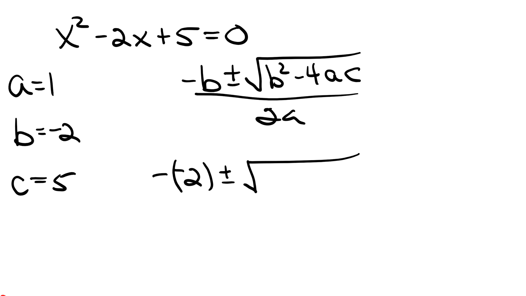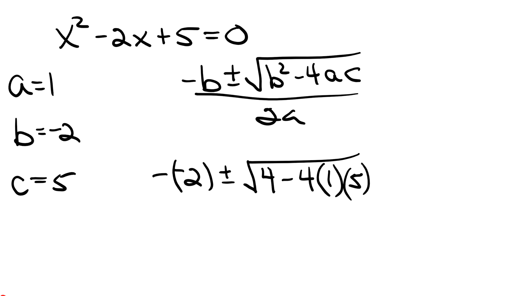root of b squared, which is going to be 4, minus 4 times a, which is 1, times c, that's 5. Oh, I see a negative number coming. Okay, that's fine. I know it's going to be over 2a. 2 times 1 is 2. So let me figure this out here first. So this is going to be 4. I'm sorry.